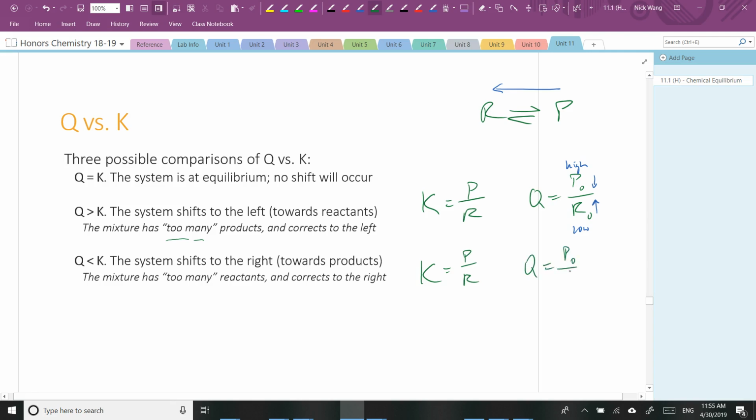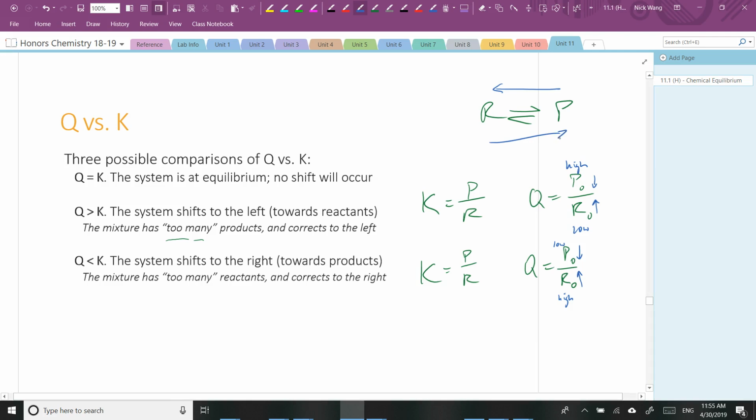Q is still going to be less than K, so that means it's going to be products over reactants, that time equals 0. What happens here? Well, that means my products are a little bit on the low side, right? The value is too low. This amount is too high compared to equilibrium amounts. So how do we make it go to equilibrium? We use up my reactants and we shift it towards the right, towards your products, so that the values become a little bit closer to what K is. So to correct it, we shift towards the right. So in this case, we shift that way.